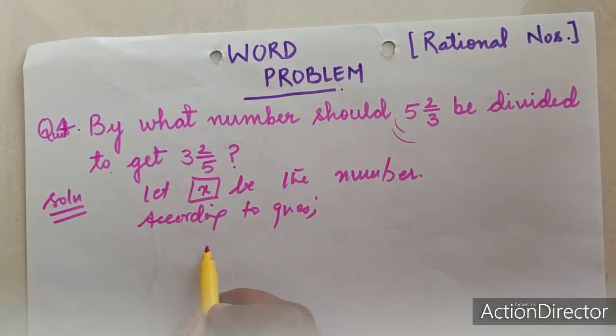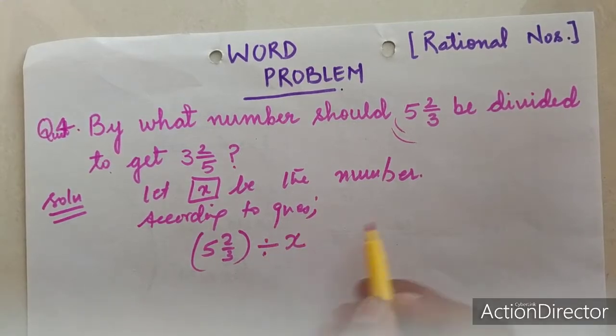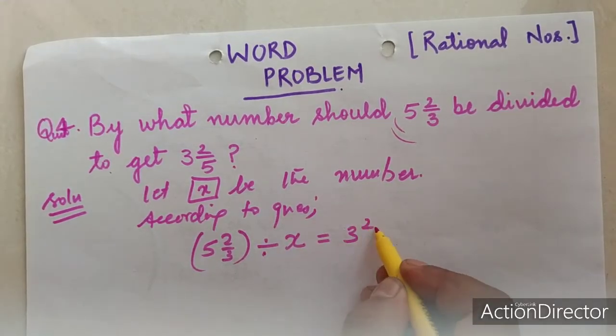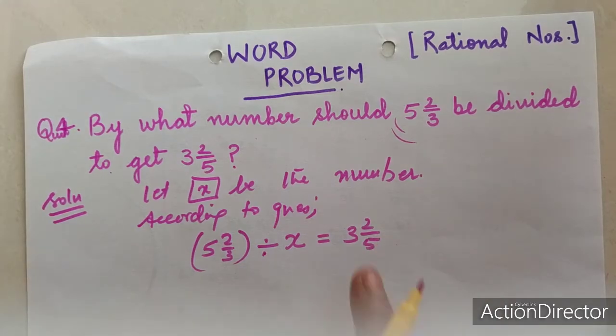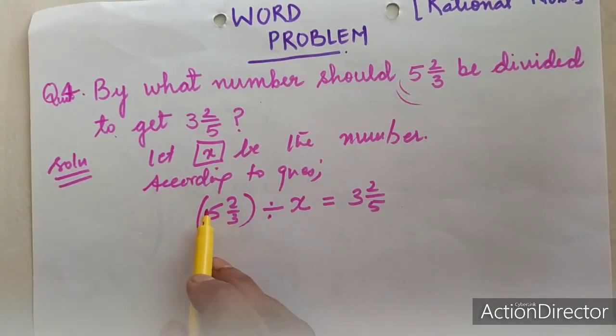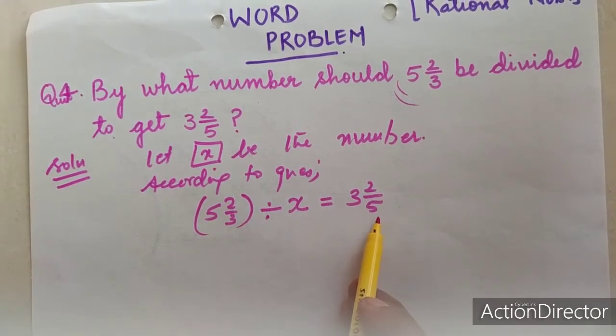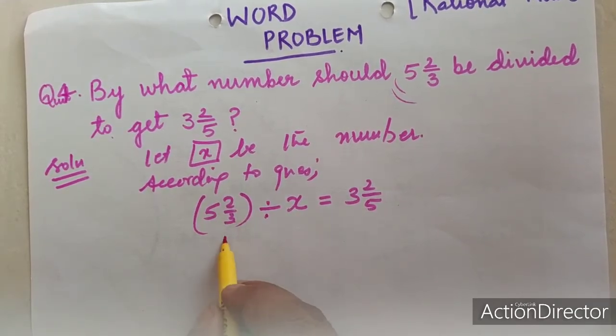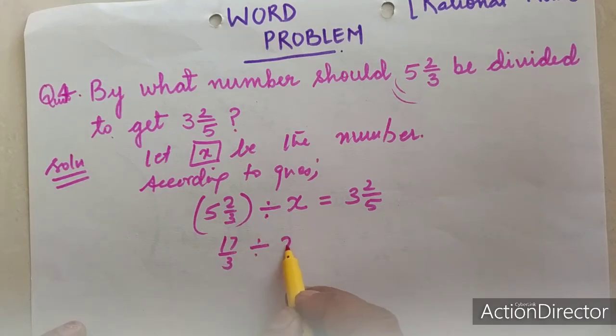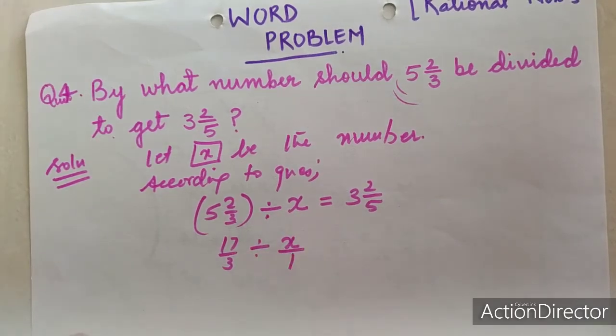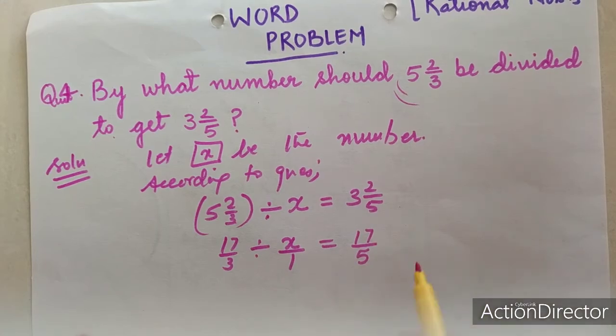Then according to the question, 5 2 by 3 divided by x is equal to, that means the result is, 3 2 by 5. According to the question, we are going to form an equation. First of all, convert it into improper fractions because it is already given in mixed form. So here it is 17 by 3 divided by x. Instead of x I should write x by 1, so there will be no confusion. Here it is 17 by 5. 5 3s are 15, 16, 17 by 5.